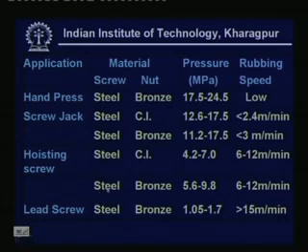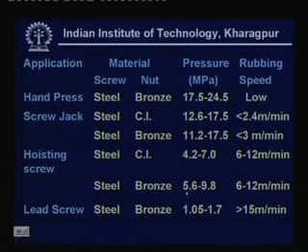For the hoisting screw, the material is steel and the nut is cast iron. Here the bearing pressure is quite small, 4.2 to 7.0, whereas the rubbing speed here is quite high, 6 to 12 meter per minute. It is again a very moderate speed, not very high, not very low. We may have bronze. Now, with the bronze of course, the bearing pressure could be a little higher, 5.6 to 9.8 megapascal.